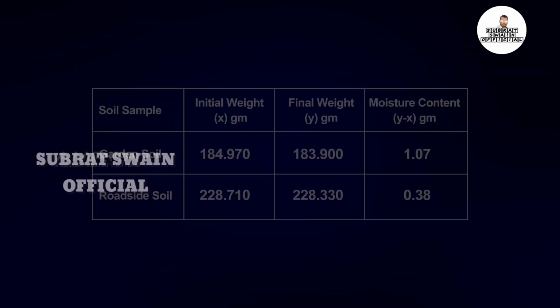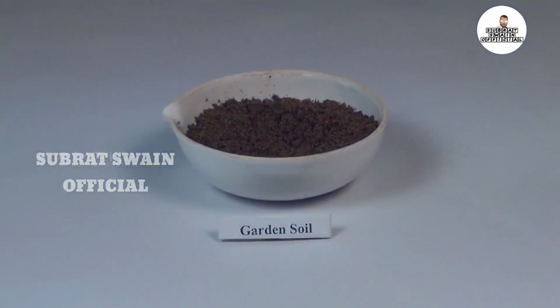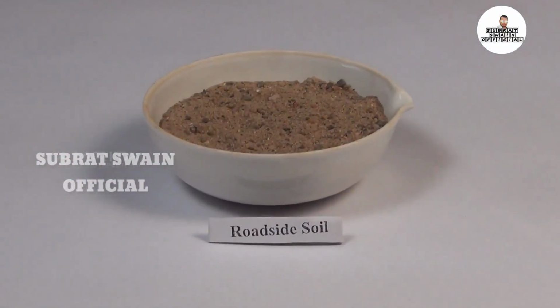Conclusion: garden soil shows a higher difference between initial and final weight, indicating the higher moisture content in the garden soil than the roadside soil.